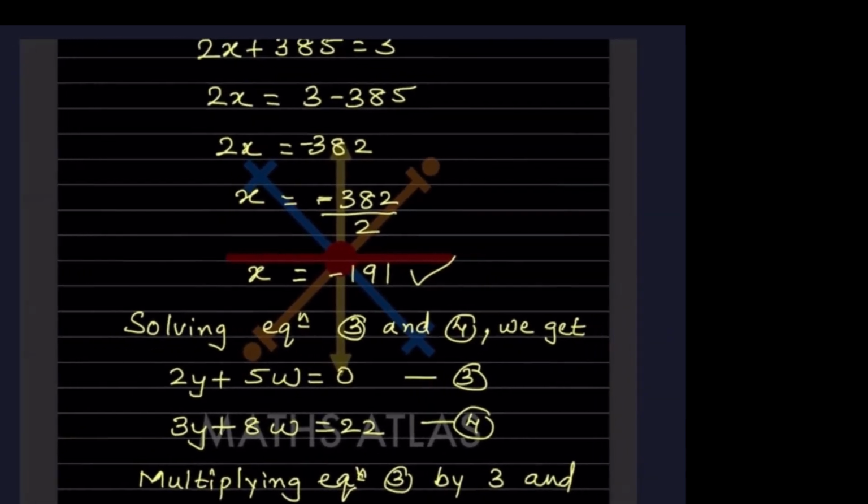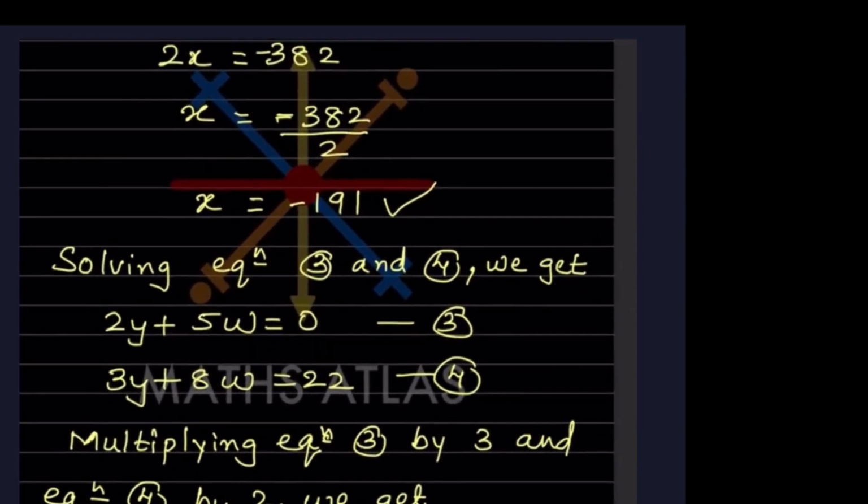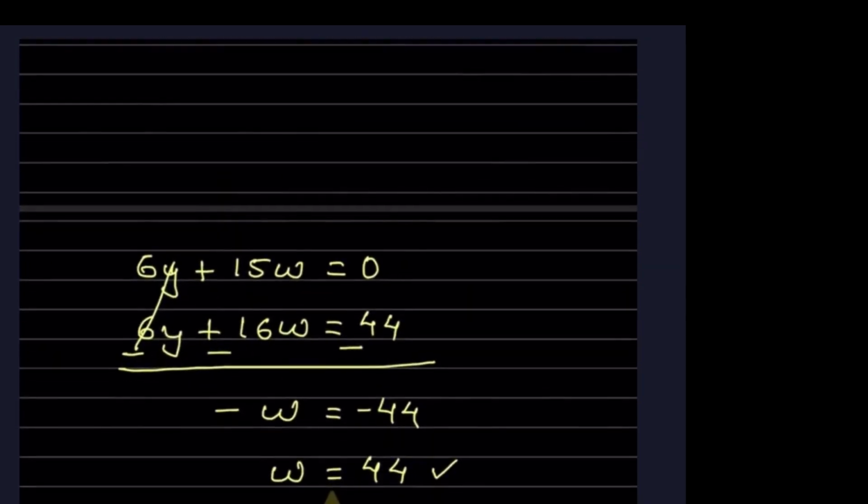Now look here. Again I will change the sign. That will be minus 16 plus, with the new sign, minus w. The 6y terms get cancelled. So that will be minus 44. This and this get done, and w is equal to 44.